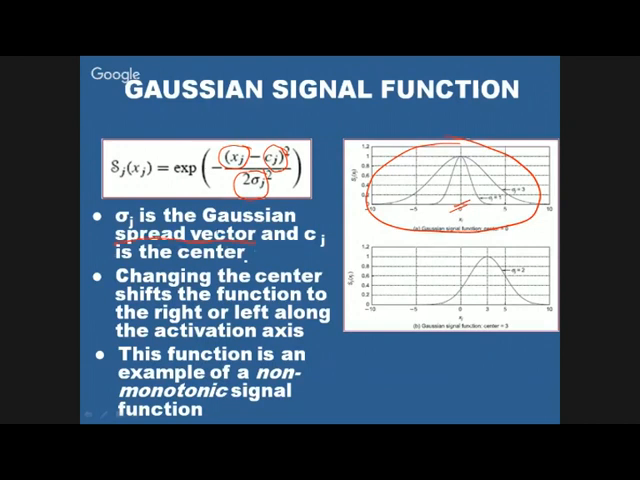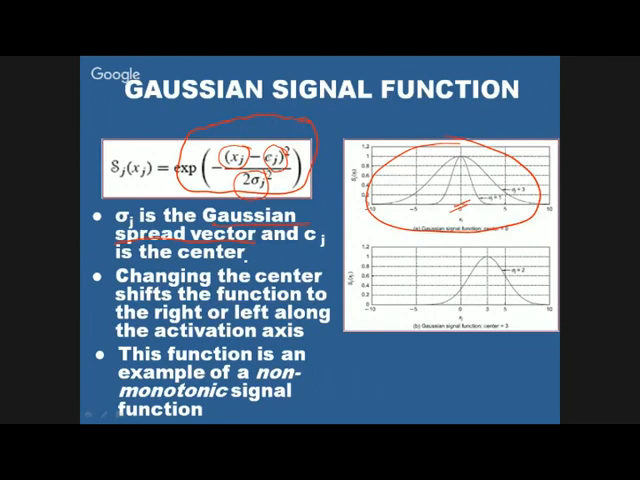This is common everywhere. Whether you go into mechanical engineering, electrical engineering, or electronics engineering, wherever you find this Gaussian function, it is generally the same. That is e to the power minus xj, your input, minus the center cj, whole square, divided by 2 into sigma j square.